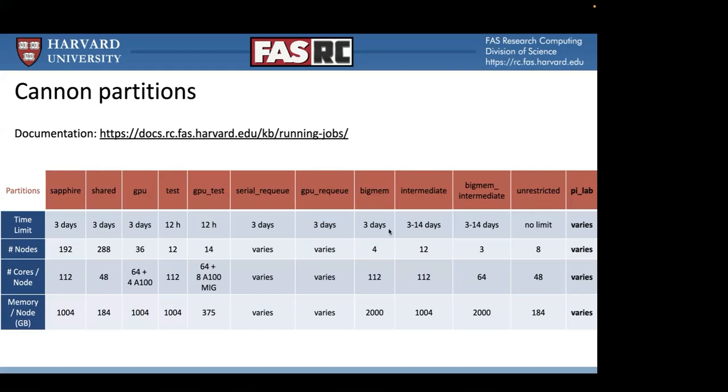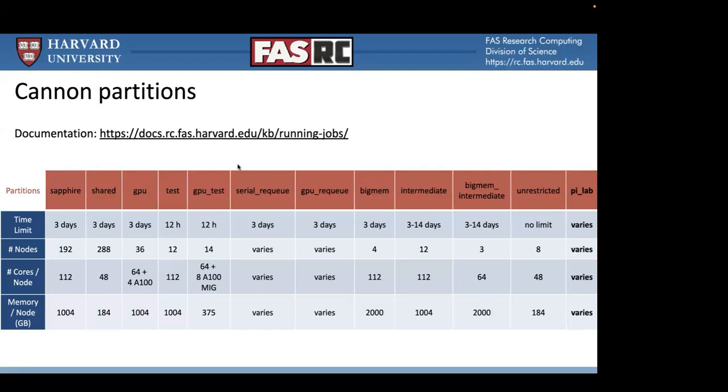So we also have a couple of other partitions like bigmem and intermediate. Intermediate has a much longer time allocation. You can request a job anywhere from 3 to 14 days. Bigmem has much more memory. Unrestricted has no limit on the time, but only 184 gigabytes of memory per node. So a lot of the jobs in unrestricted need to run for longer than 2 weeks. If your PI owns anything, all of these things will be different. Slurm can tell you more about what you're able to request.